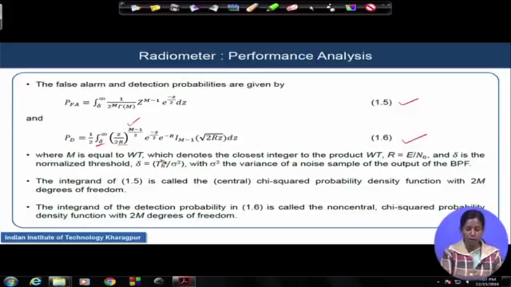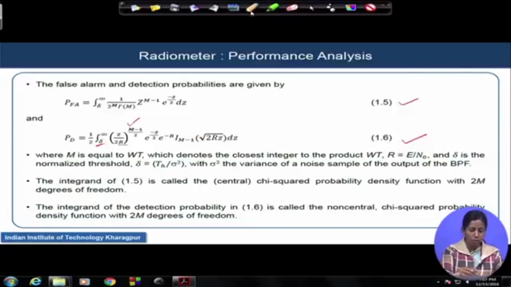We understood that we had a predetermined threshold value Th, and if I normalize it with respect to the noise variance sigma square at the output of the band pass filter, I will get the value of del. And remember that in 1.5 the distribution is a central chi-square distribution with 2M degrees of freedom. The integrand inside is a non-central chi-square distribution. This is a central chi-square distribution, and this one is a non-central chi-square distribution with the same 2M degrees of freedom.